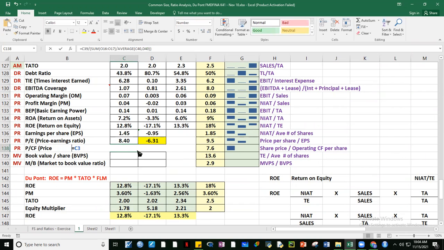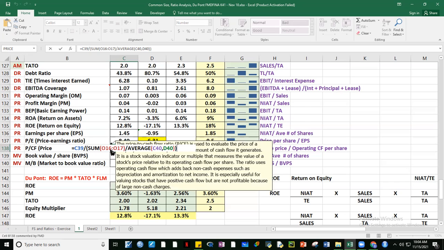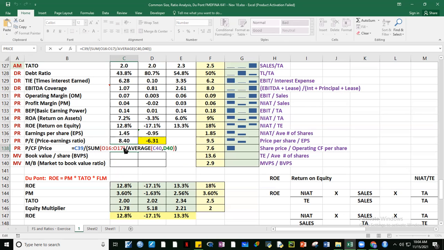Okay. So anong ginawa natin dito, guys? It's operating cash flow per share. So it's the share price, C39, divided by operating cash flow per share. Kinuha natin yung operating cash flow natin, which is just net income after tax plus depreciation, okay? And then divided by per share, no? Average ng beginning at saka ending na number of shares natin. Okay? So we have to construct also yung 2020 na cash flow statement para makuha natin.